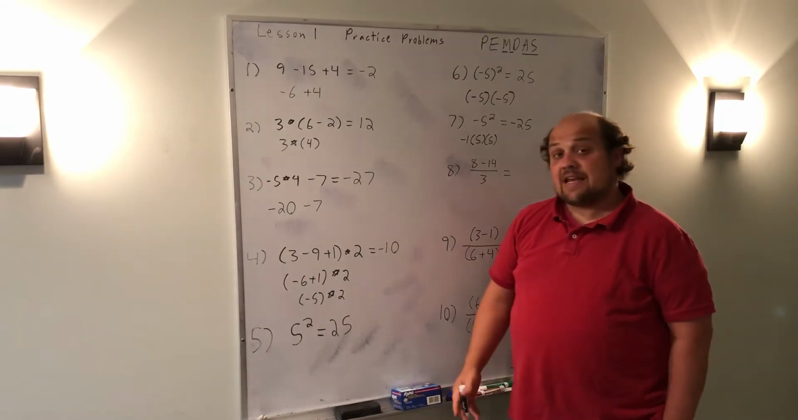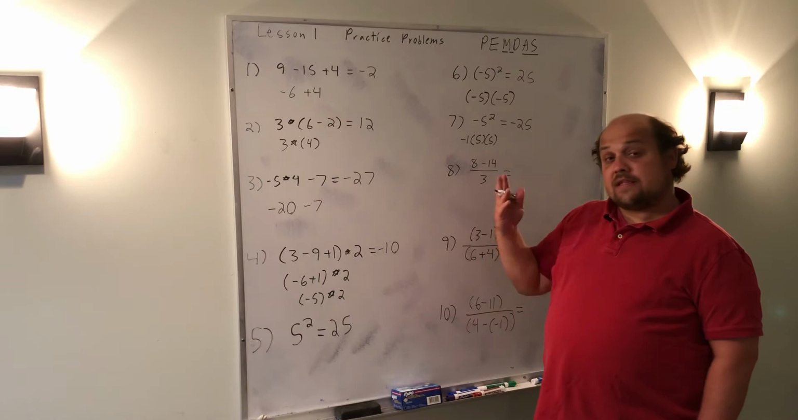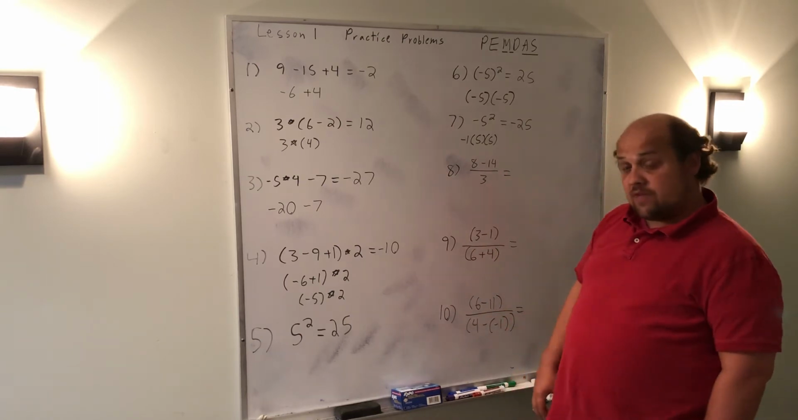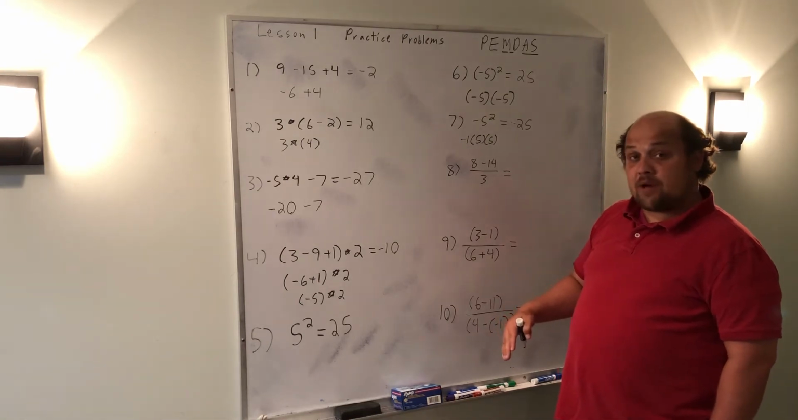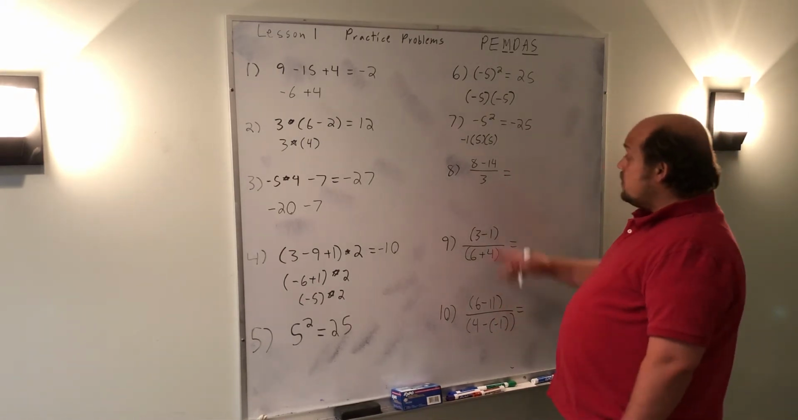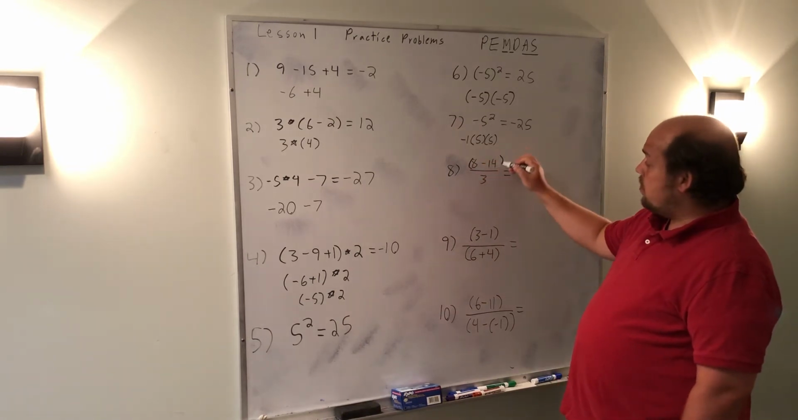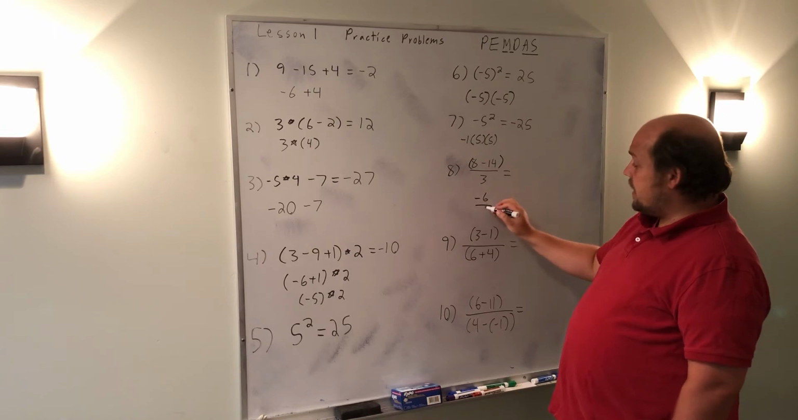For problems 8, 9, and 10, we have a fraction line. Really, there's an understood parentheses on top and bottom when I'm dealing with this fraction line. I need to resolve what's happening on top, resolve what's happening on bottom, before I try and divide and see if it reduces. So here on top, what's happening is 8 minus 14, which gives me a negative 6.